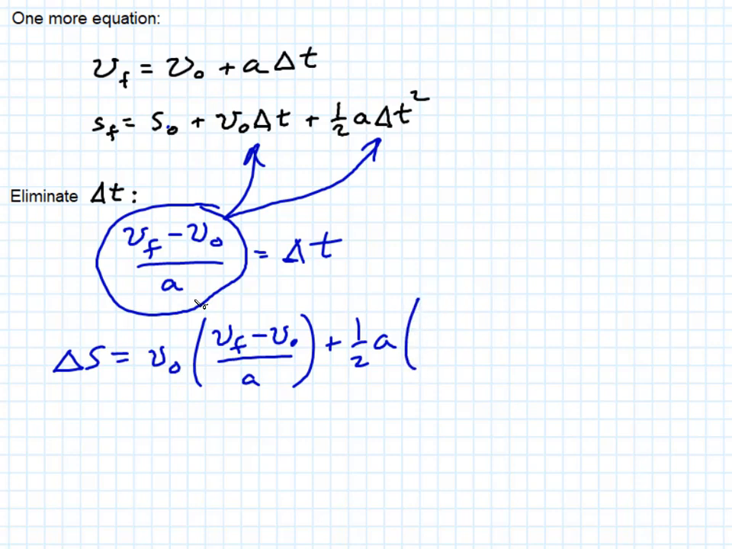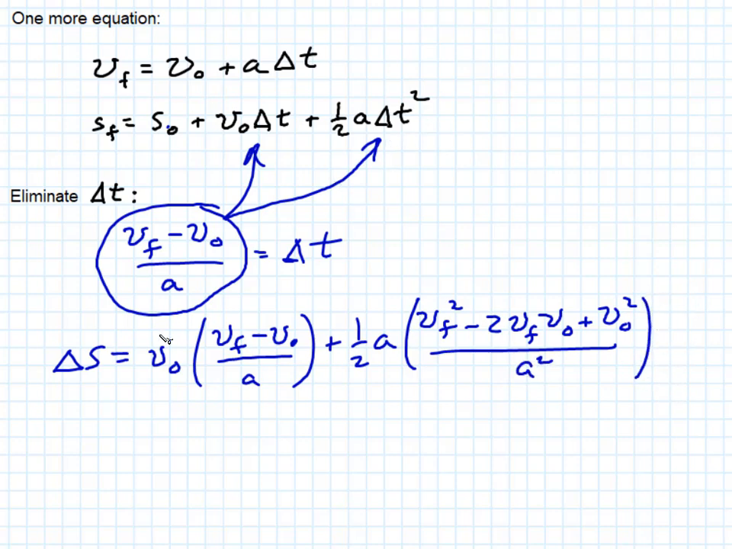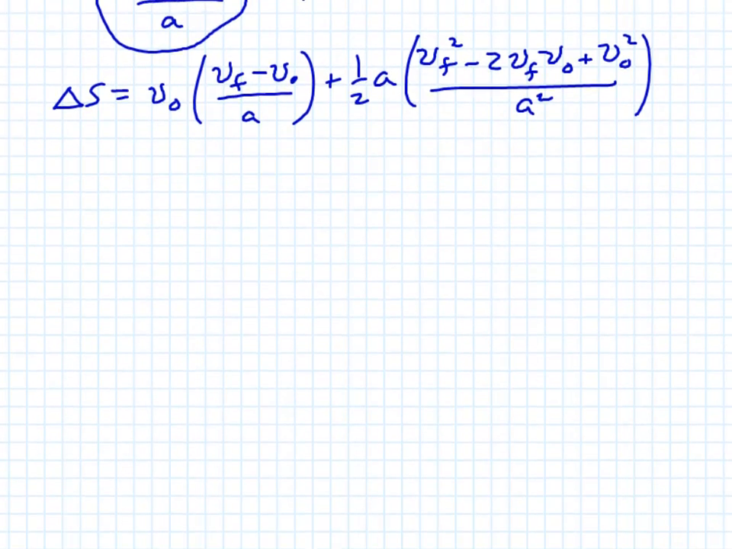So this is going to be, let's just square it as we go. This is Vf squared minus 2 Vf times V naught plus V naught squared, over a squared. And that's it. So we've substituted this into there. So now we no longer have delta t. We just need to simplify. Notice this a cancels one of these. Let's put the 2 down there. And so here we have 2a, and here we have a.